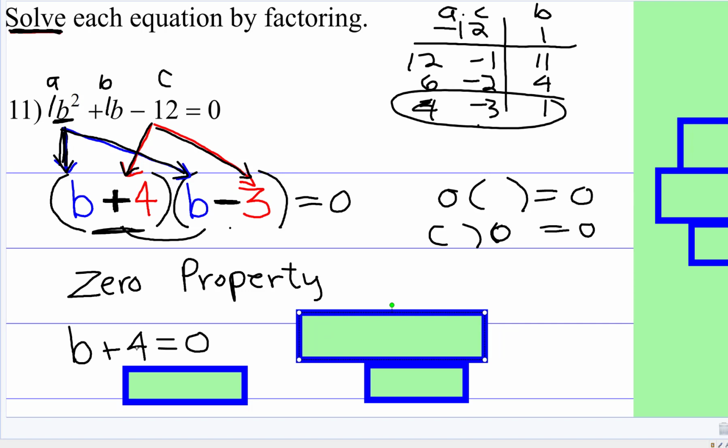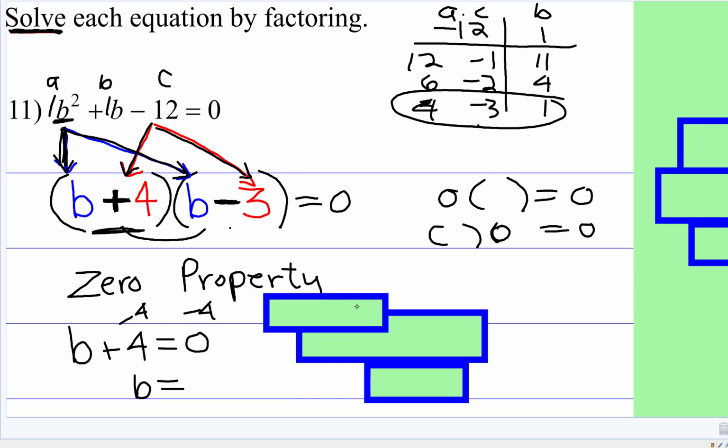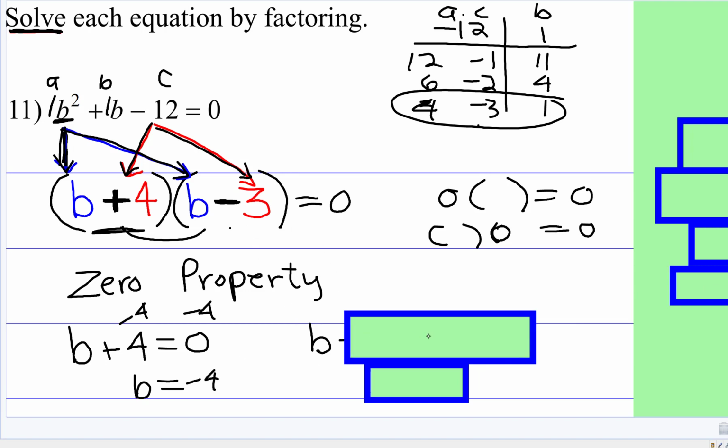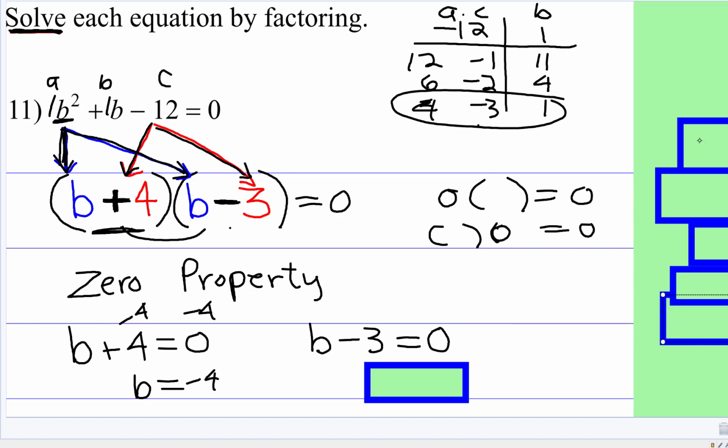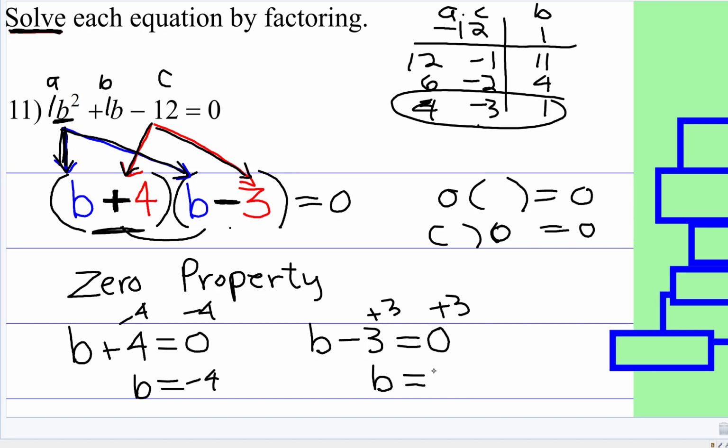So set b plus 4 equal to 0. Well, then you just subtract 4 on both sides. So the b value would equal negative 4. And the other one, b subtract 3, set that equal to 0. Then just add 3 to both sides. So now b will equal positive 3. And then when you write the solution set, negative 4 is lower than positive 3, so you just list them in that order.